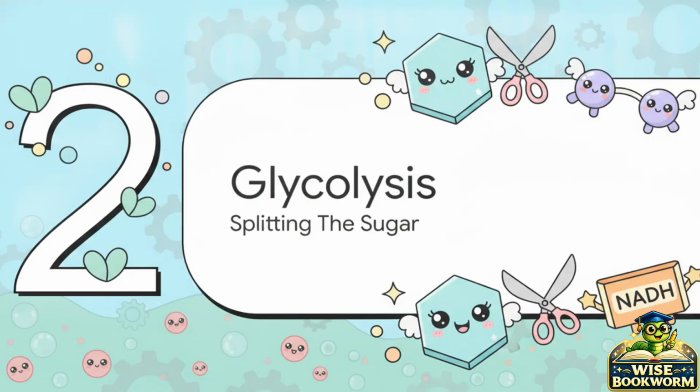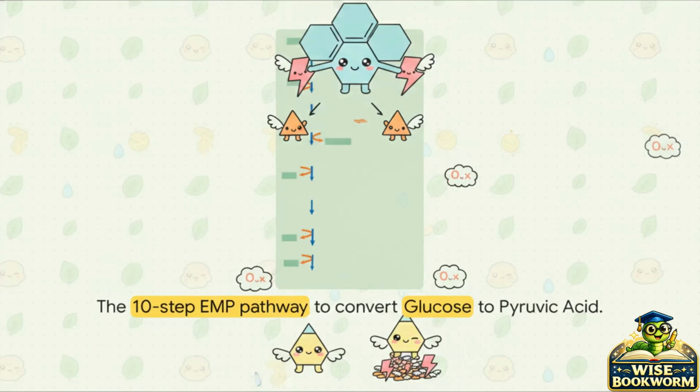Moving right along to Section 2, glycolysis, splitting the sugar. Now, what's really interesting about this slide is this 10-step process, often called the EMP pathway, doesn't even require oxygen. It's a completely universal process found in every single living organism on Earth. The whole cycle kicks off with a 6-carbon glucose molecule. But notice how the cell actually has to invest a couple of ATP molecules right at the start. You literally have to spend money to make money. This initial investment is what splits that glucose into 2 3-carbon molecules, which are then eventually converted into pyruvic acid.